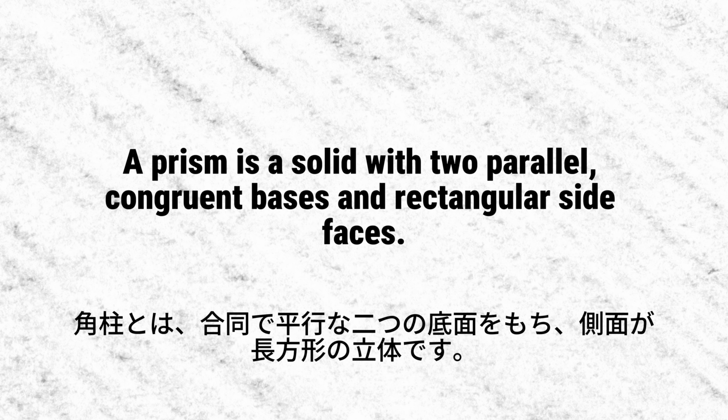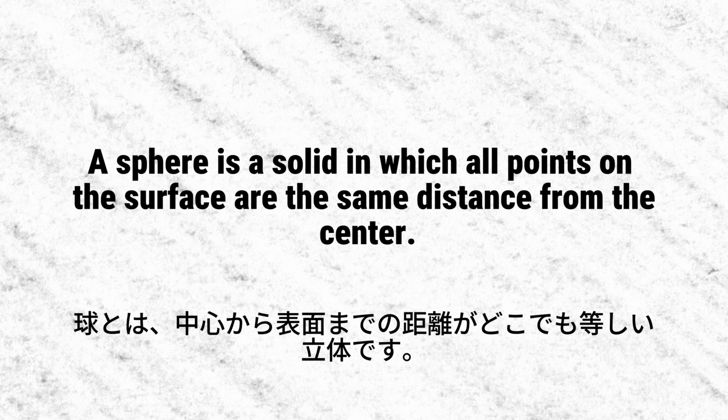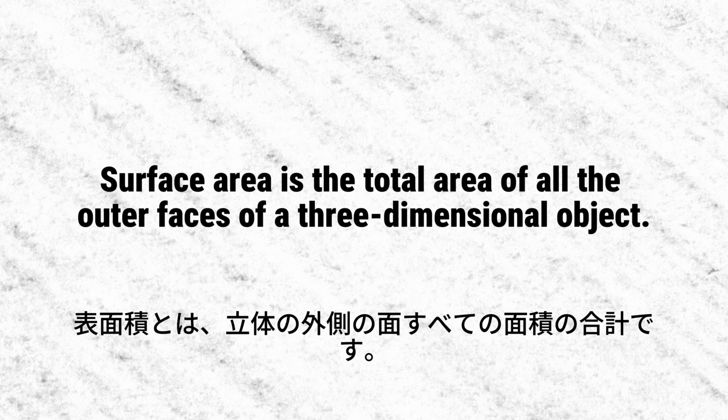A prism is a solid with two parallel, congruent bases and rectangular side faces. A cylinder is a solid with two parallel, congruent circular bases. A sphere is a solid in which all points on the surface are the same distance from the center. Volume is the amount of space inside a three-dimensional object. Surface area is the total area of all the outer faces of a three-dimensional object.